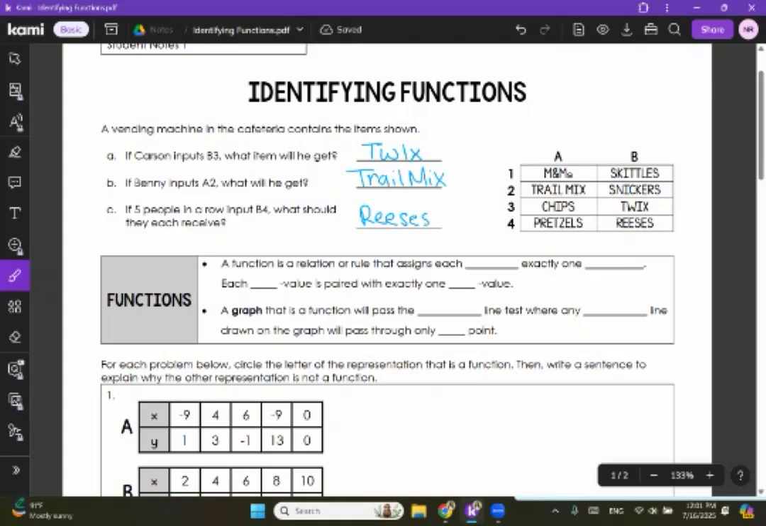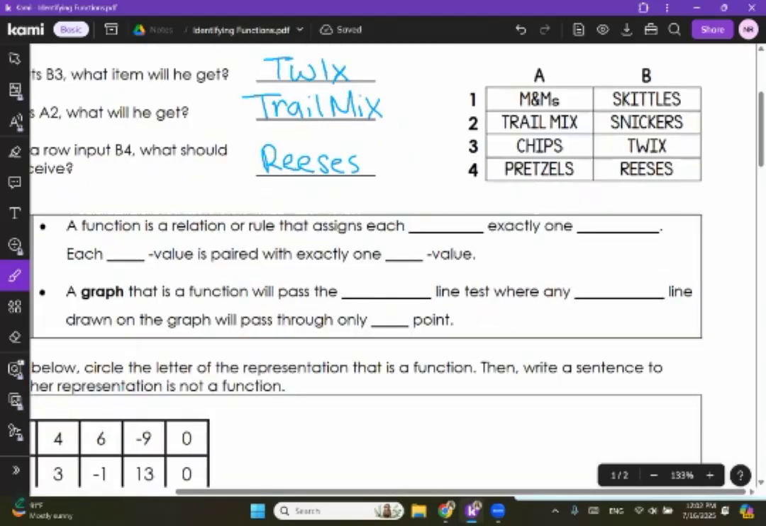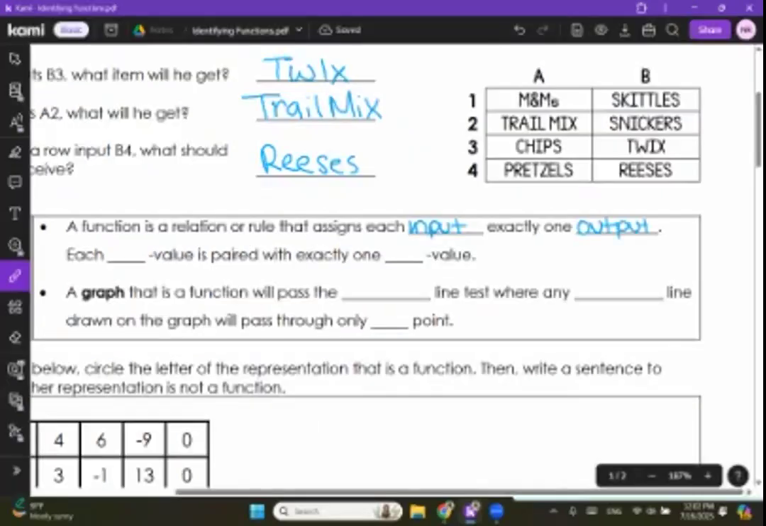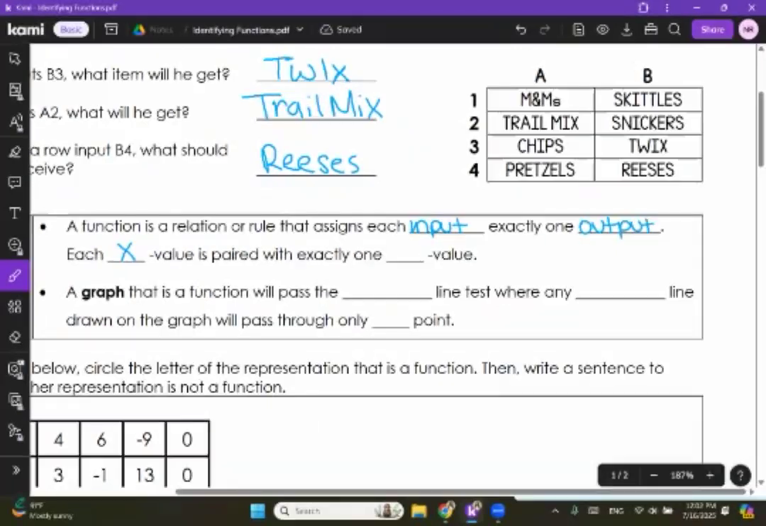So functions are the same as a vending machine. Each input only has one output. Each code will only give you exactly one product, right? A function is a relation or a rule that assigns each input exactly one output. Each X value is paired with exactly one Y value.